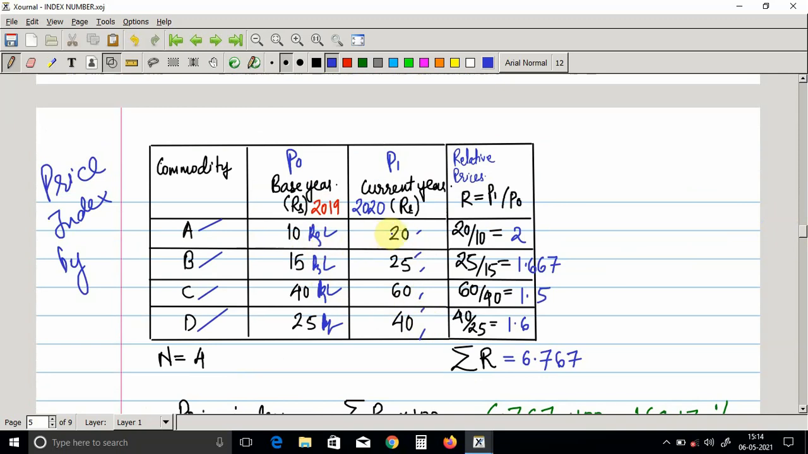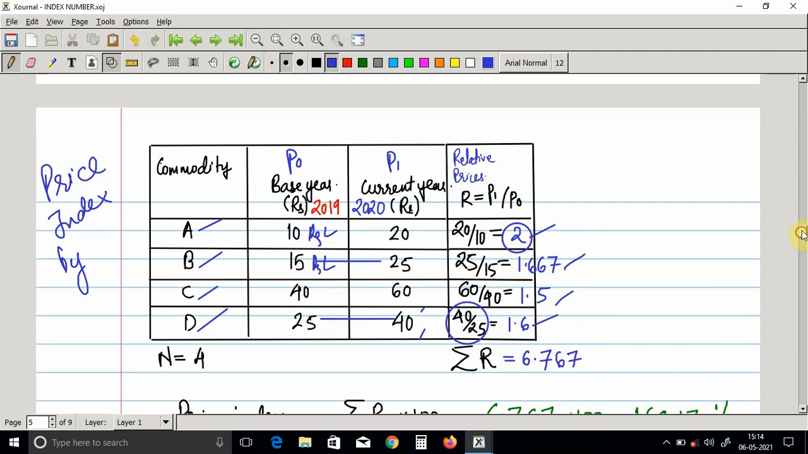So I have to find the relative price first. So this is the relative price column. Relative means you have to compare the current year price with respect to the base year price. So P1 divided by P0, this is 2. So this is 25 divided by 15, 60 divided by 40 and 40 divided by 25. I have written here. These are their decimal values.